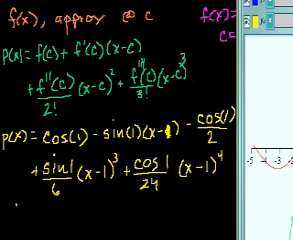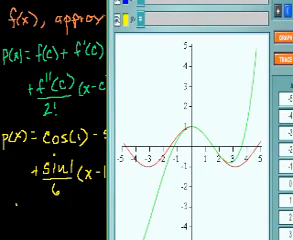But anyway, let me graph it. So cosine of 1 divided by 24 times x minus 1 to the 4th. Let me graph it. Even neater. And if you have some spare time, you might just want to keep adding terms to this. So that's all the Taylor polynomial is.